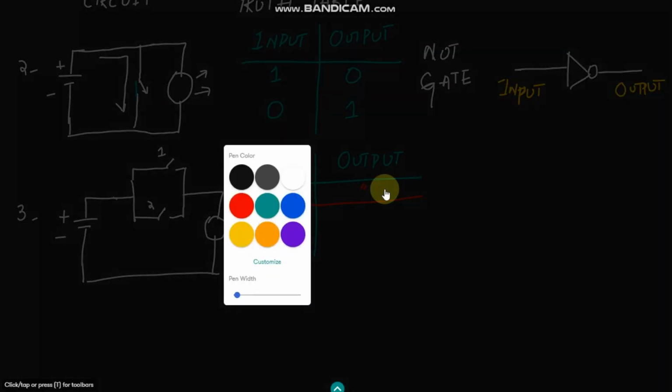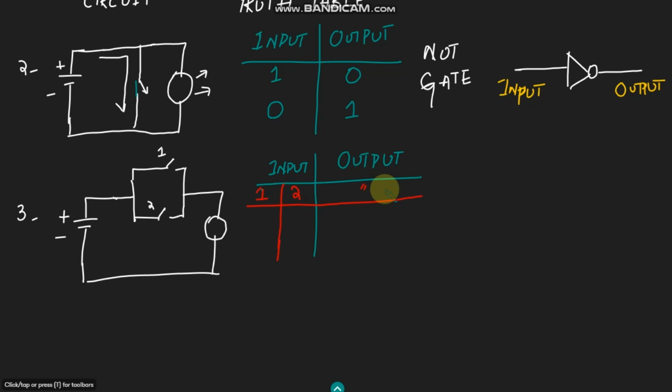Okay, so now let me write their values. If the two switches are off, this is 0, this is 0, no current will flow through it and the output here will also be 0. Okay, if any of the switches is now shorted, if the first switch is off and the second one is on, it will get a path to this bulb and I will get 1 here. Okay, similarly if this is on, this is off, I will again get 1.